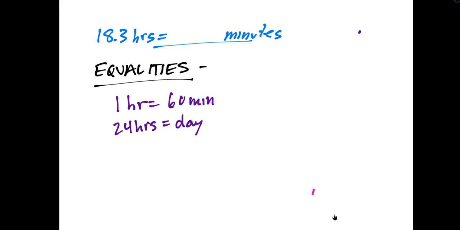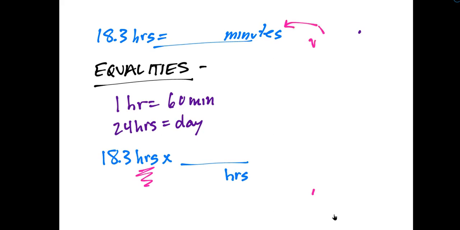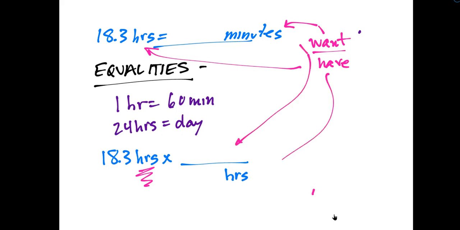So what you do is you start here with 18.3 hours. Now we're going to color code this. This is what I mean by always put the bottom units first. This guy you want to get rid of. And so the way you do that is you have something with hours on the bottom. And then what you want goes over what you have when it comes to conversion factors. What you want is minutes on the top. What you already have is hours. We'll draw it here and you'll see why.